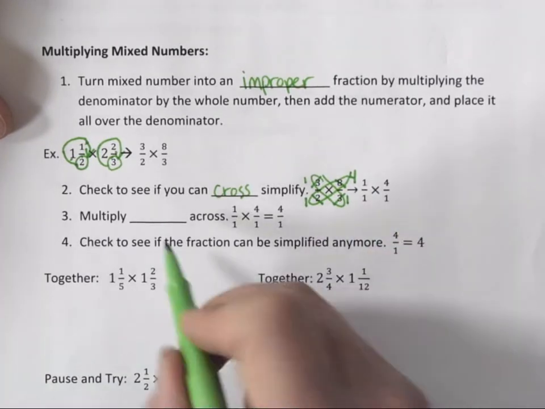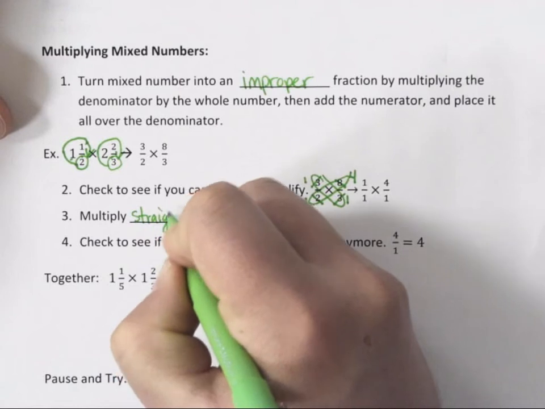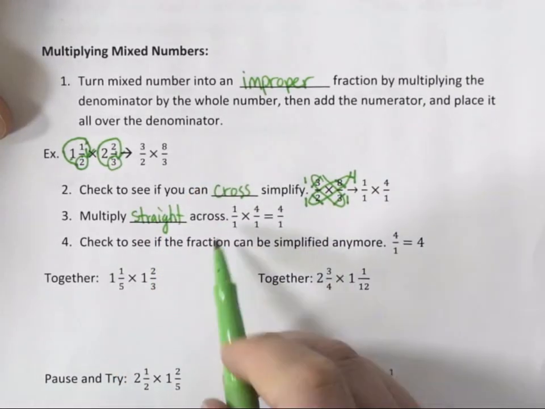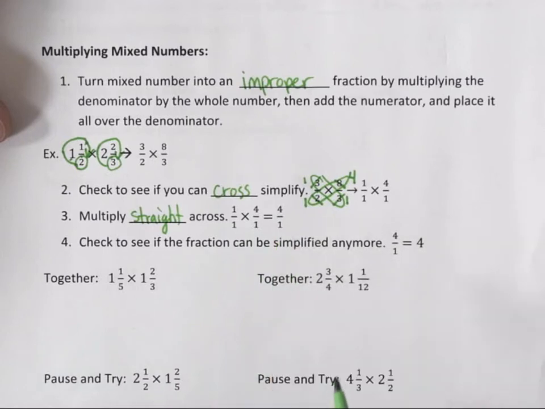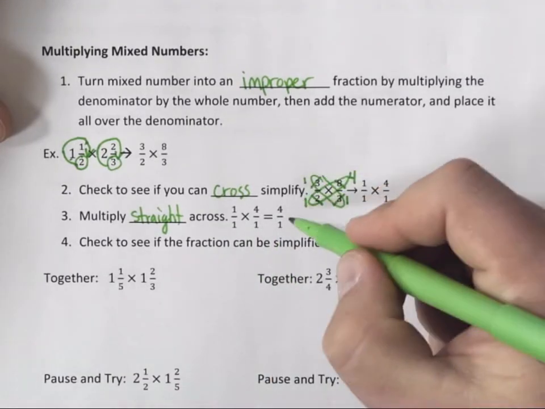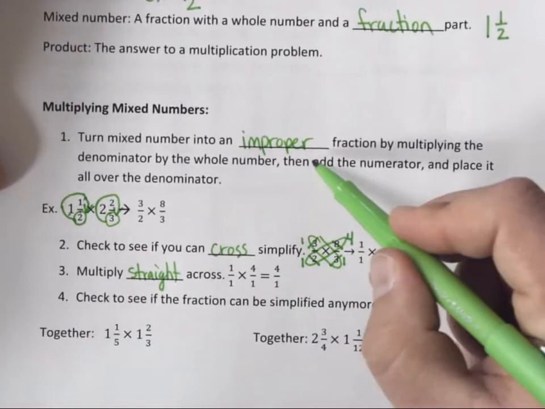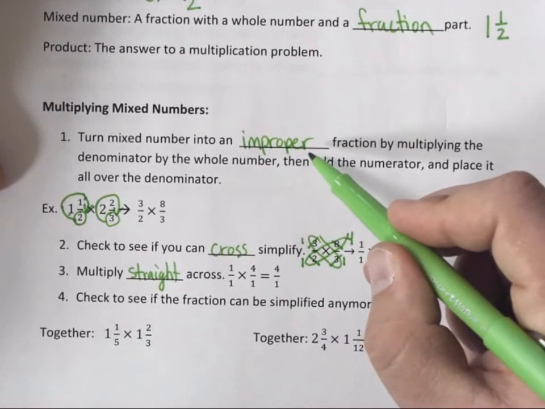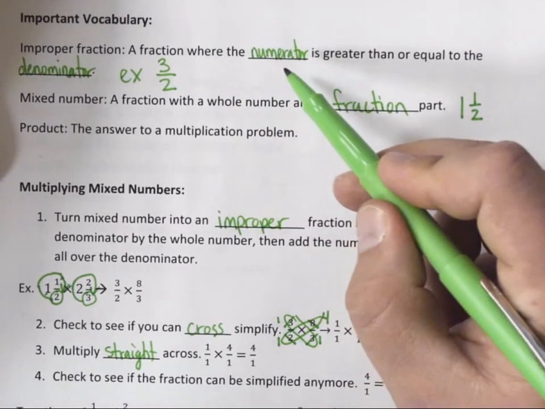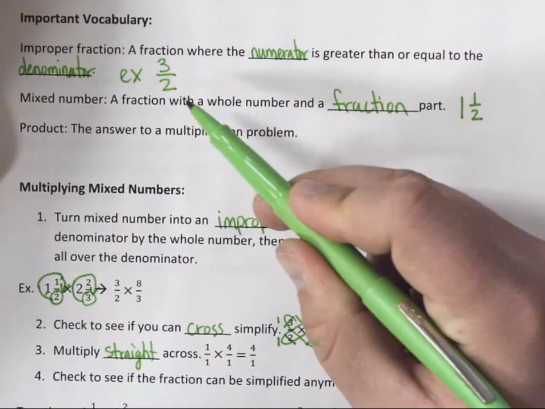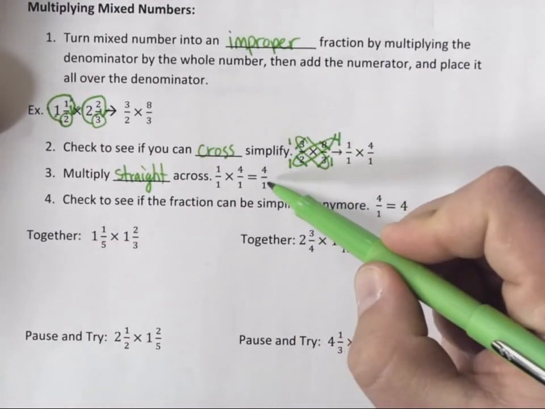So if we now multiply straight across is our third step. Multiply straight across. So 1 times 4 is 4, 1 times 1 is 1. So our answer now is 4 over 1, which is an improper fraction. Okay, we learned about that earlier. An improper fraction is a fraction where the numerator is greater than or equal to the denominator. So that's what we have now. We have a numerator that is greater than our denominator.